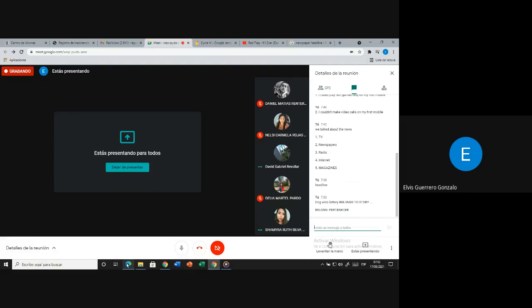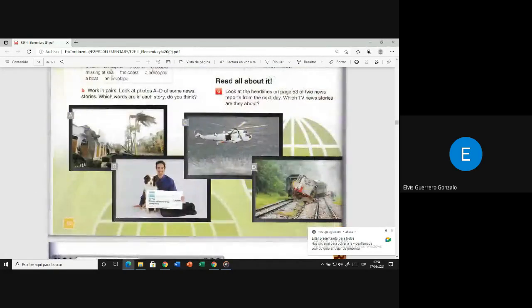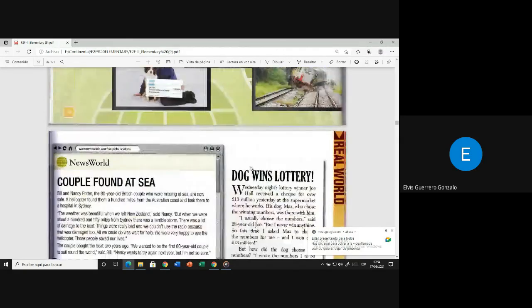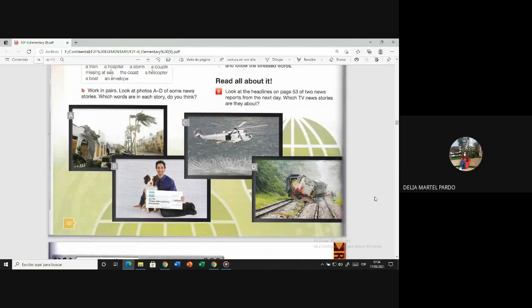For example, couple found at sea. This headline belongs to a story C. What about this one? Duck wins lottery belongs to story B. Story B. Correct. Story B.